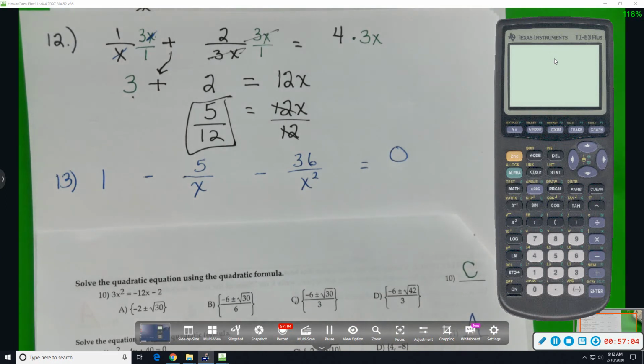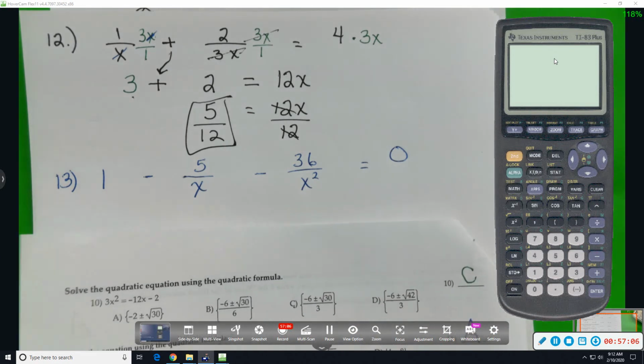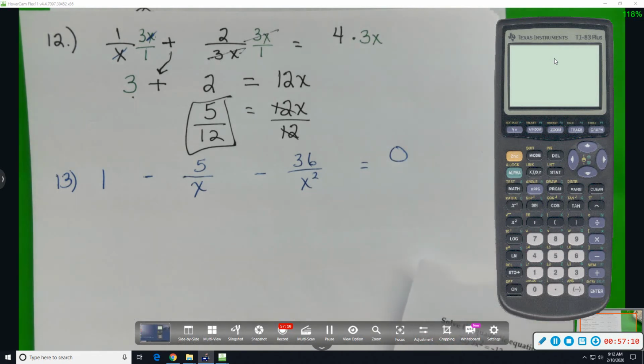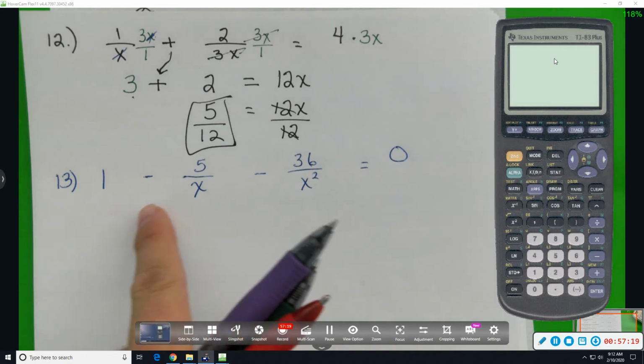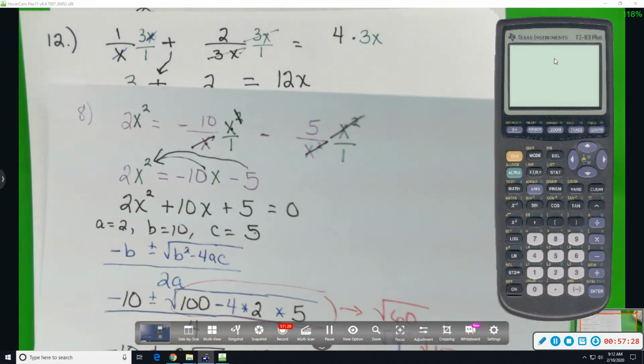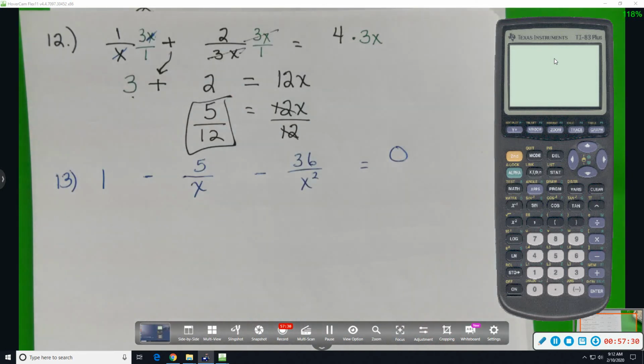1 minus 5 over x minus 36 over x squared equals 0. Heck, this one reminds me of a problem we did earlier. What do we have to do to get rid of these fractions? Multiply through by x squared. The one we did earlier, problem 8, that we had to multiply by x squared, was a quadratic formula problem. This one doesn't say use the quadratic formula, so that means it'll factor.